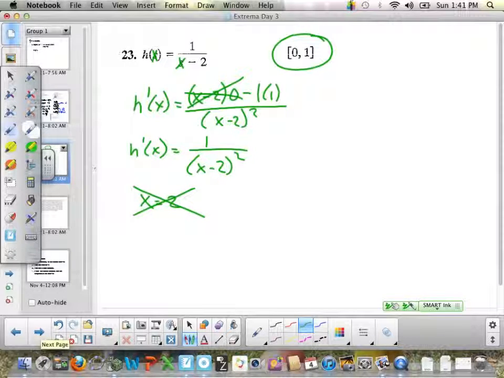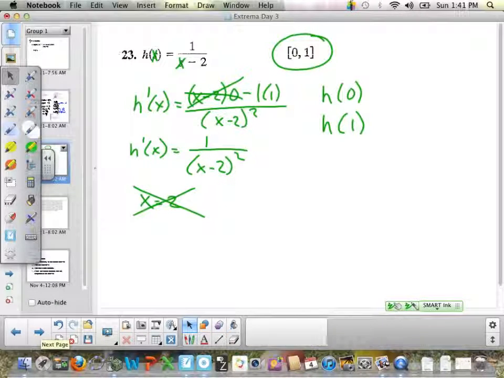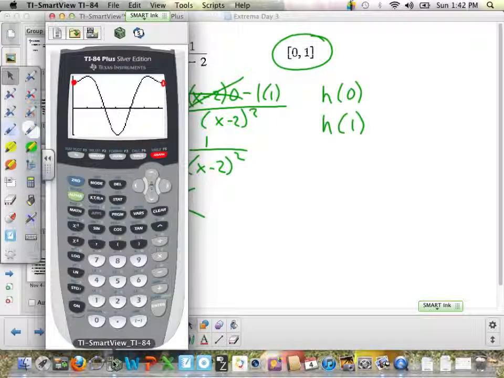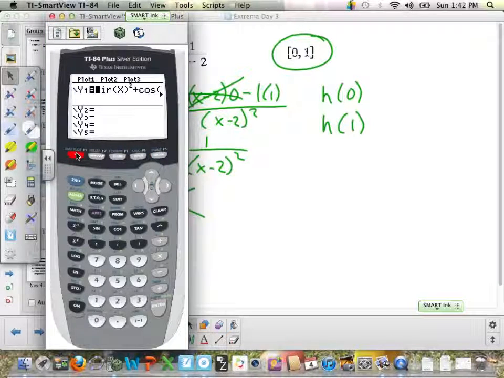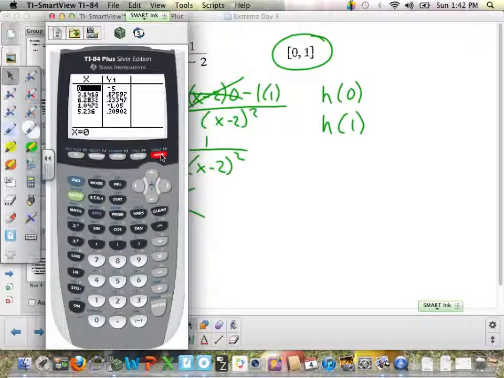All right, so finish this problem. We'll check our critical numbers, of which we have none, and our endpoints, 0 and 1. And we can find our extrema that way. So we will graph our function, 1 over x minus 2. And we'll check our endpoints, 0 and 1. We got 0 there. We got 1 there.